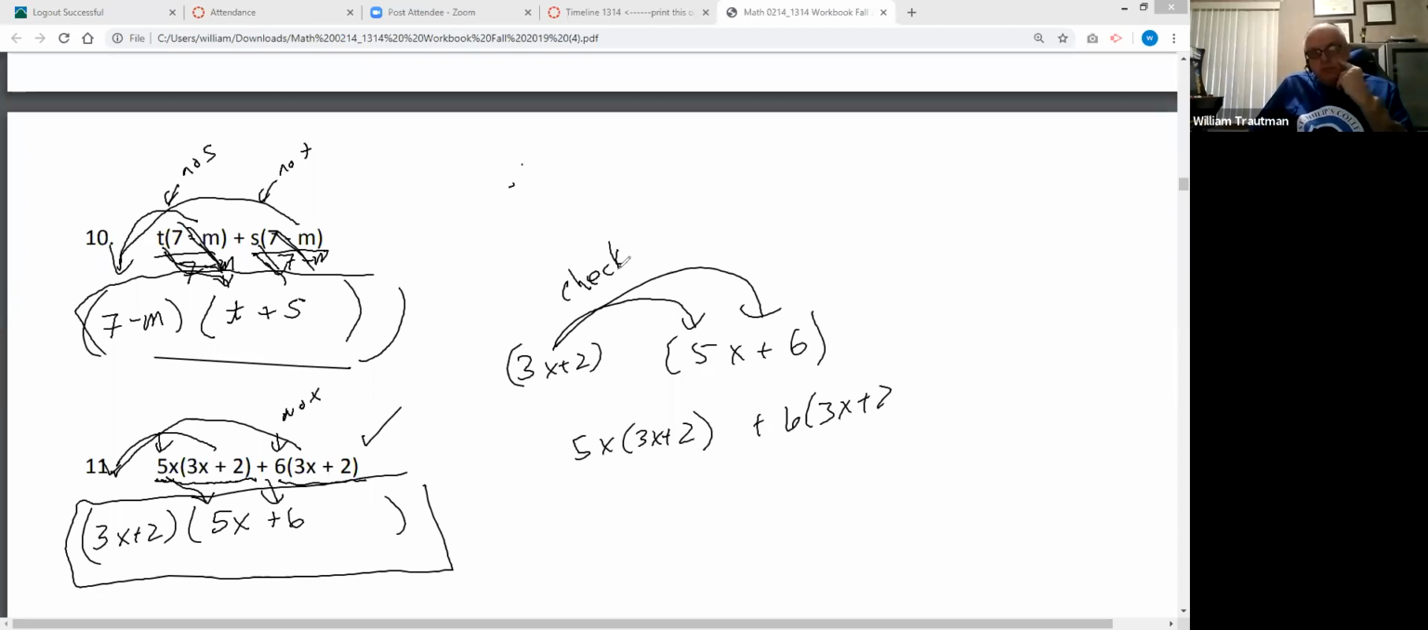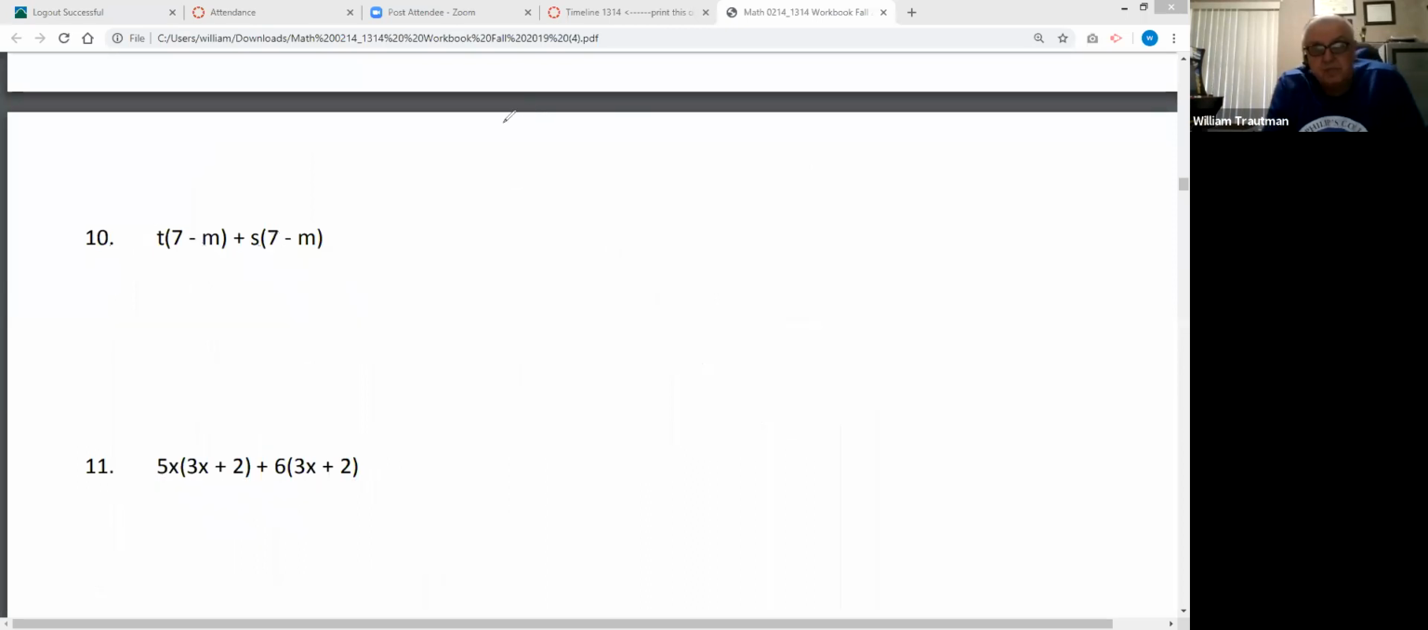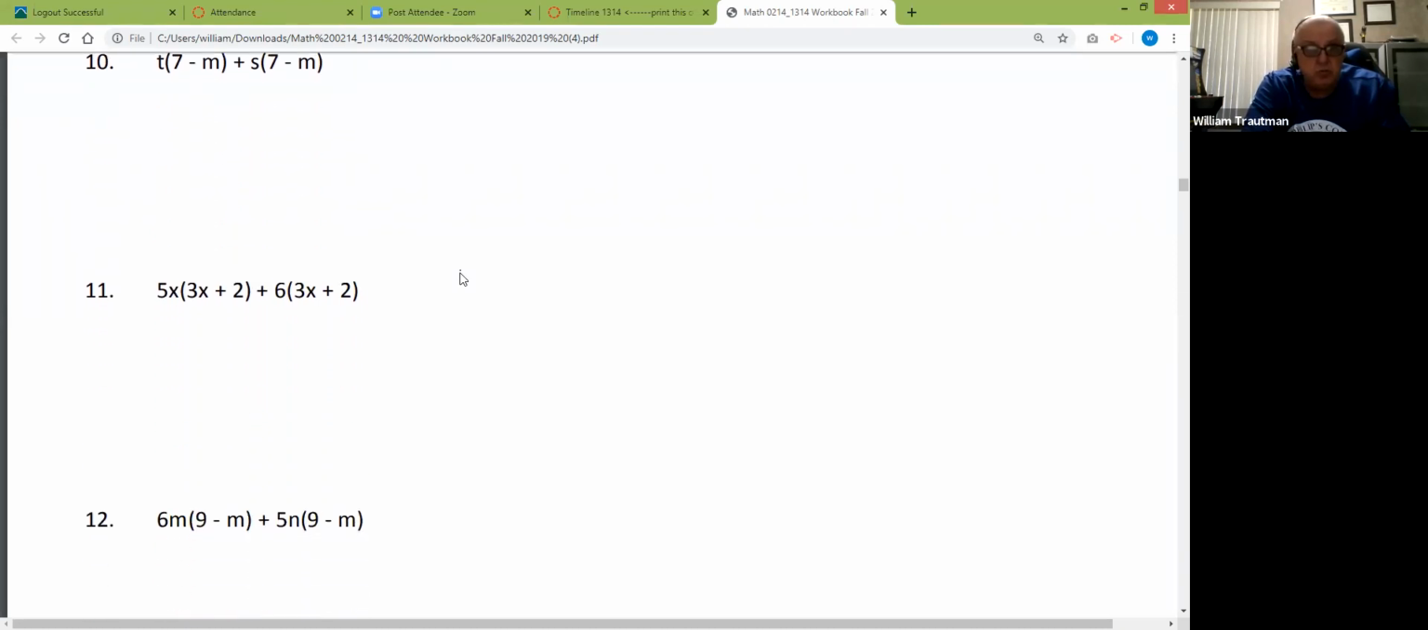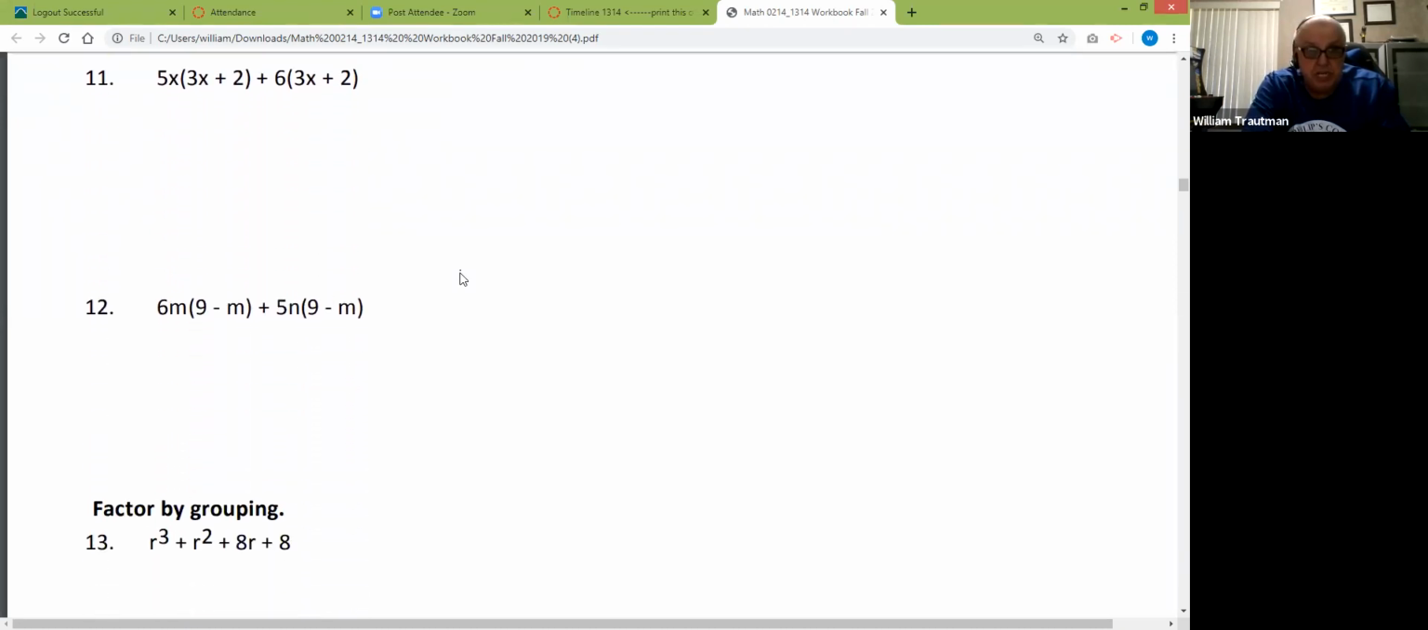Okay. Moving on. This is really important stuff, by the way. This you have to use in algebra. You really have to use this a lot.